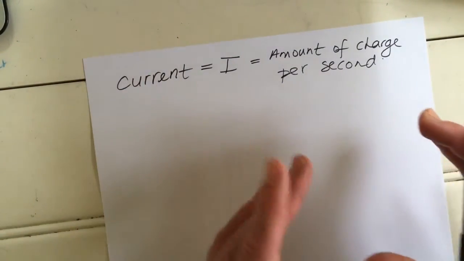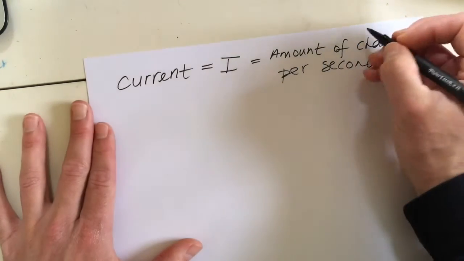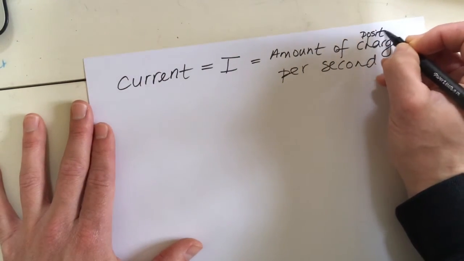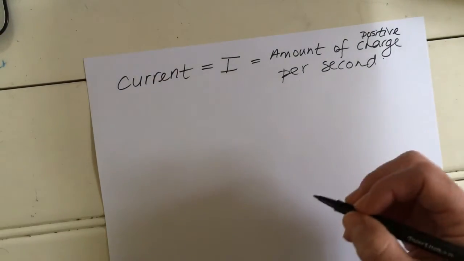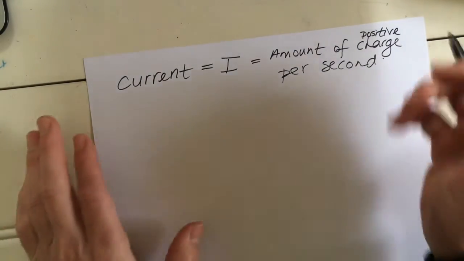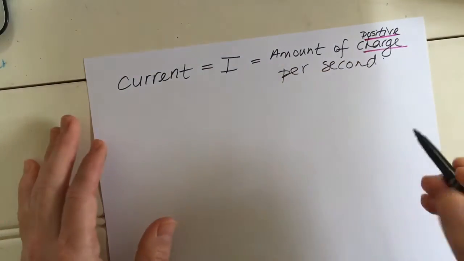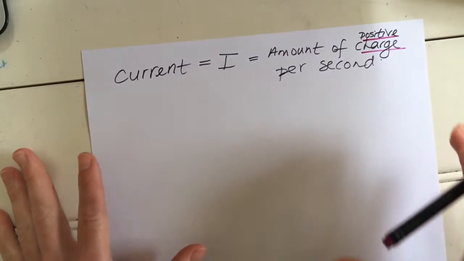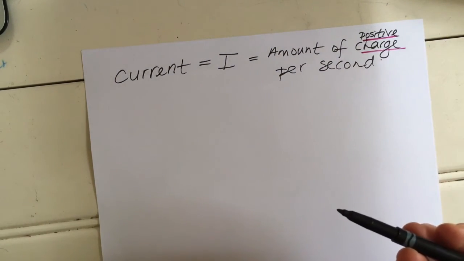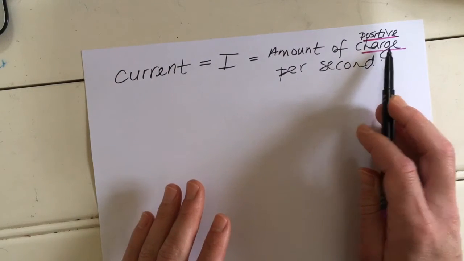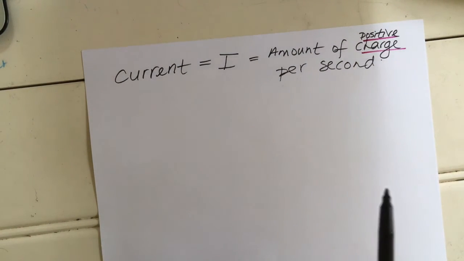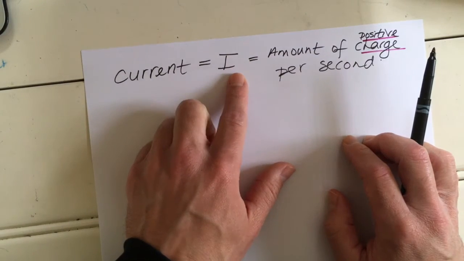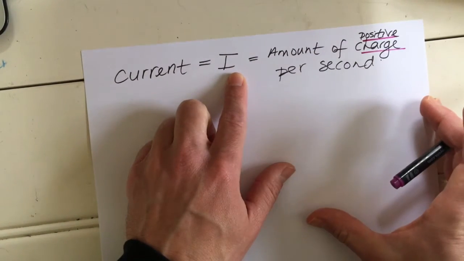Current is the amount of charge that moves through the wire per second. And furthermore, it's not just the amount of charge, it's the amount of positive charge. And that's important to remember. Now you might say, well, I thought electricity was all about electrons and electrons are negative, but the thing here is they didn't know when they were first discovering electricity that charge was negative. They didn't know electrons were what was moving around. So they referred to charge as always being positive, and current as being the amount of positive charge that moves through the wire per second.